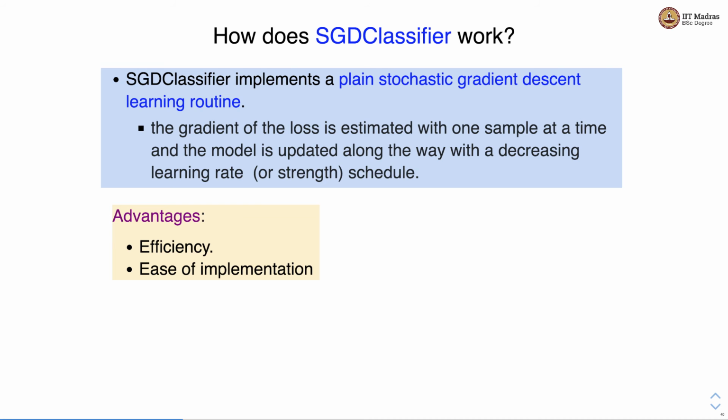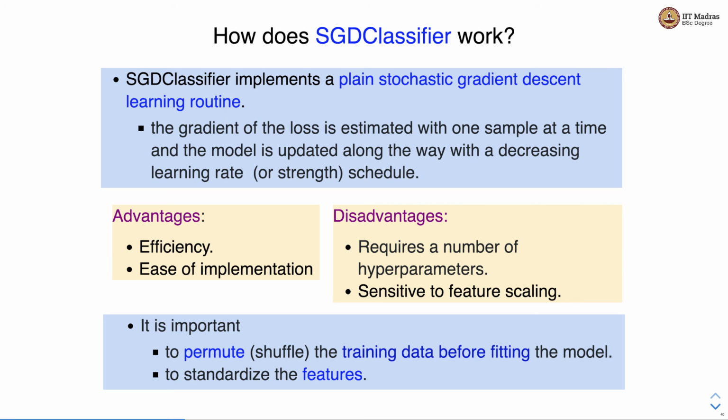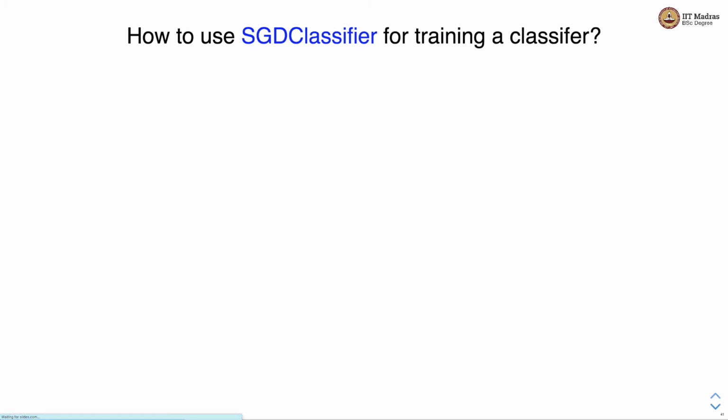SGD classifier is efficient and it is easy to implement. On the flip side, it has a number of hyperparameters that we need to tune in order to get it working. And SGD classifier is also sensitive to feature scaling. So it is important to shuffle the training data before fitting the model, and it is also important to standardize the features because SGD classifier works well with standardized features, or when all the features are on the same scale.